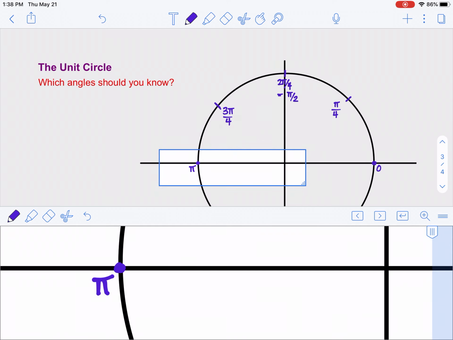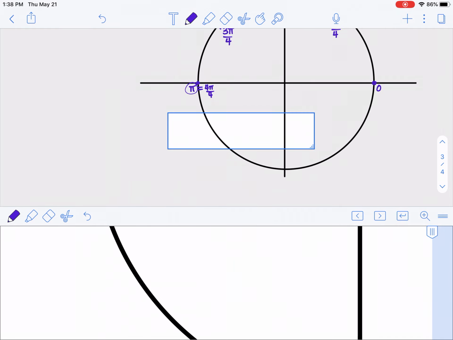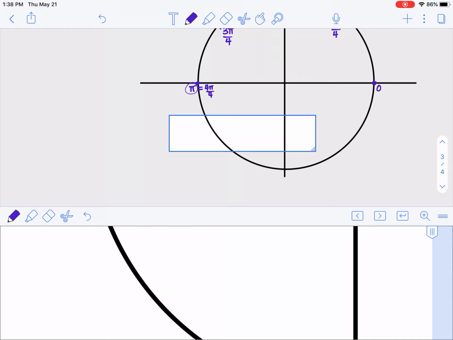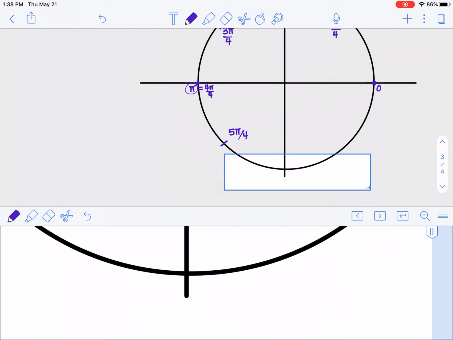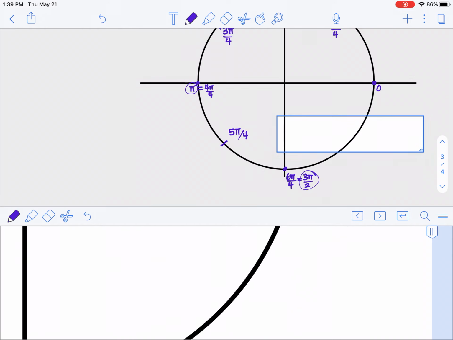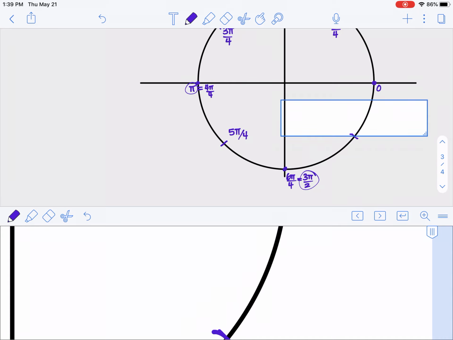And here would be 4 pi over 4, which we will write as pi. And then I can keep going, counting by pi over 4. So now I'm going to divide the bottom into fourths. This is another fourth, so 5 pi over 4. Down here then, 6 pi over 4, which when we reduce, we get 3 pi over 2. And then halfway, last one, 7 pi over 4.